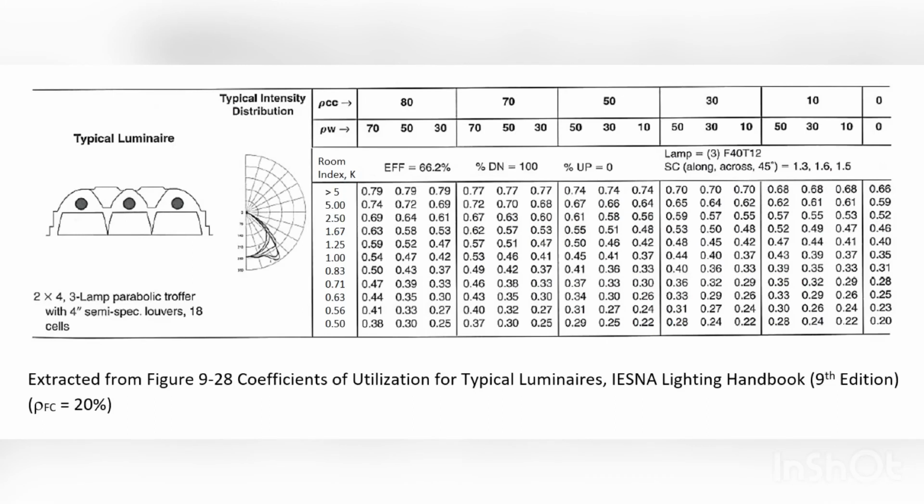For the utilization factor, UF, you may use this figure, which is extracted from the IESNA Lighting Handbook. You may now use the measurement data and the lighting system parameters to check if the Lumen method equation is valid or not.